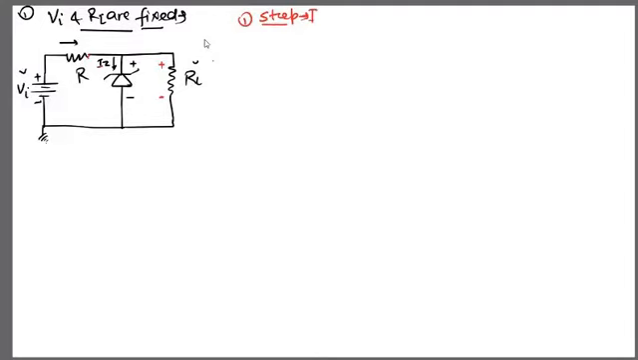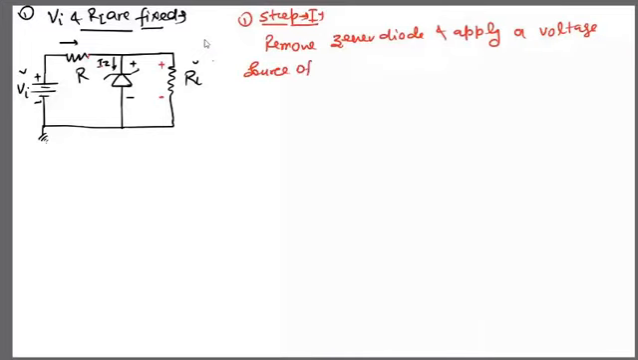Step 1: Remove the Zener diode and apply a voltage source of voltage V. Fine. So in the first case, I'm going to make an equivalent circuit.